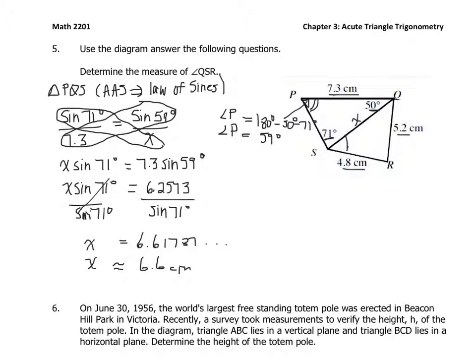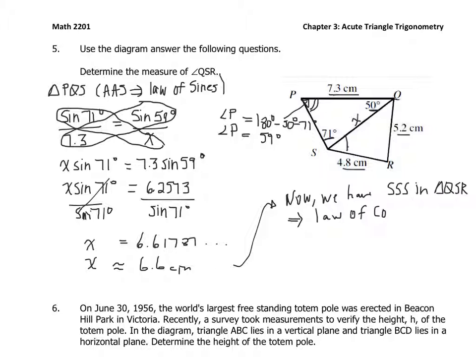So we're not finished yet, because we're actually asked to find angle QSR. But now that we have 6.6 centimeters, we have SSS in triangle QSR. So that means law of cosines can be used. So if we set up the cosine, and I'm going to put a theta symbol there so that you don't think my S is a 5.